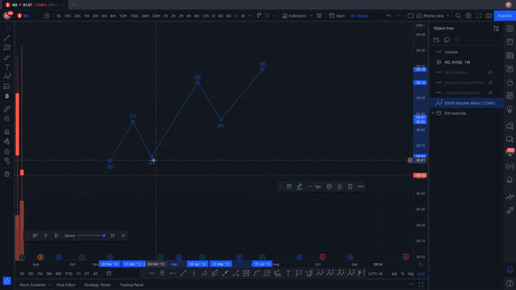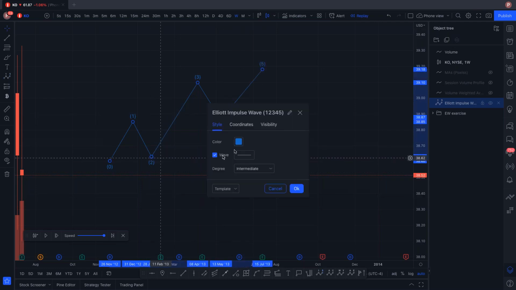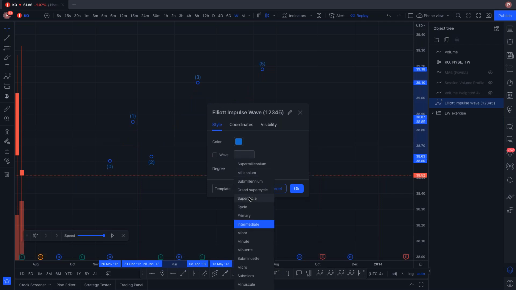But what I like to do is, let me show you a few things. If you double click on it, you can choose whether to connect the lines or not, because that can get a little bit annoying when it's intersecting with price and you want to see what the candles are doing. So you can turn that on or off. And remember when I talked about the degree, it's called the degree.